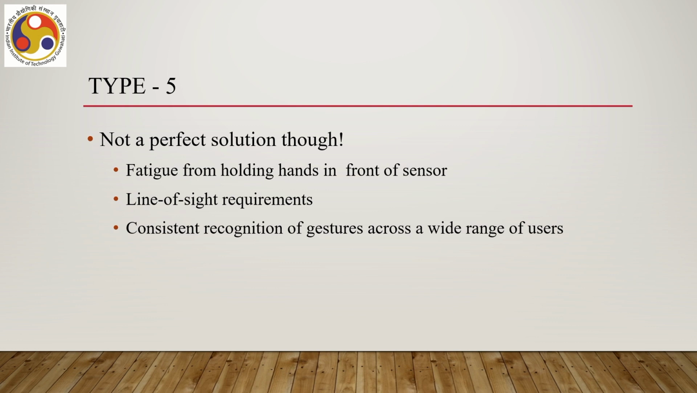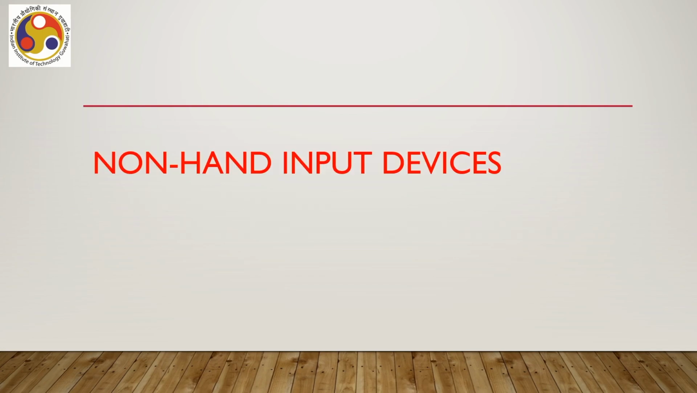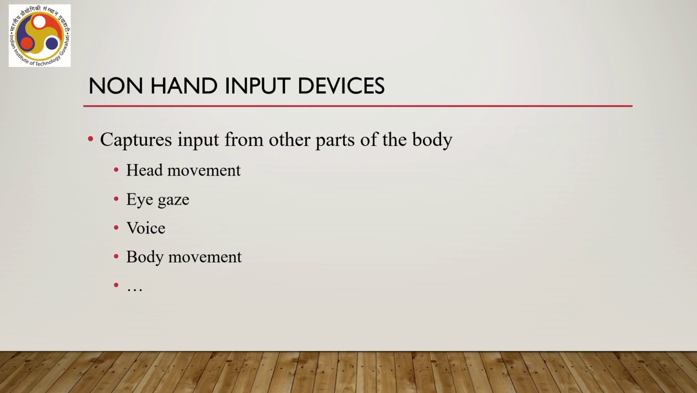Now, that is on hand based input mechanisms. Let us now move our attention to non hand based mechanisms or non hand based input devices. As the name suggests, these type of devices capture input from other parts of the body other than the hand. Now, that can include head movement, eye gaze, voice, body movement and so on. So, different inputs can be considered.